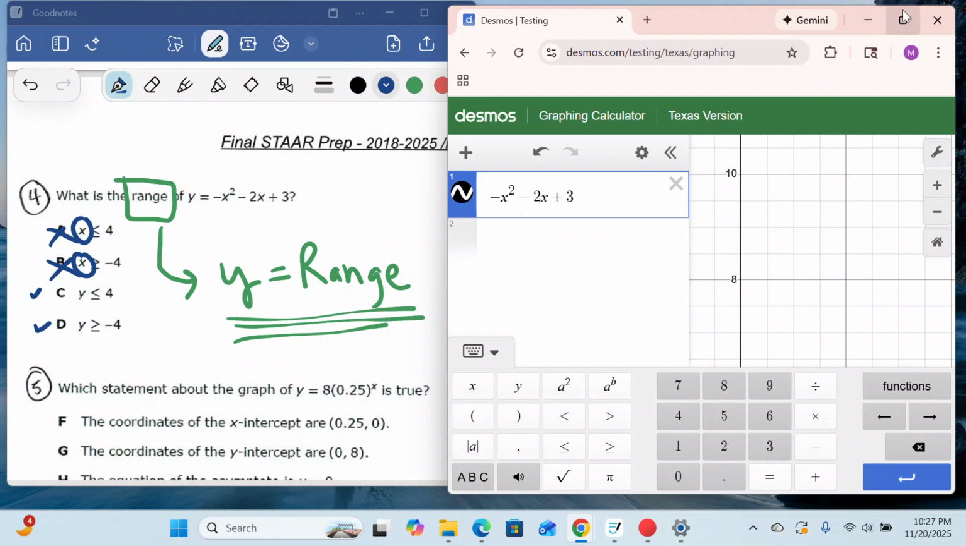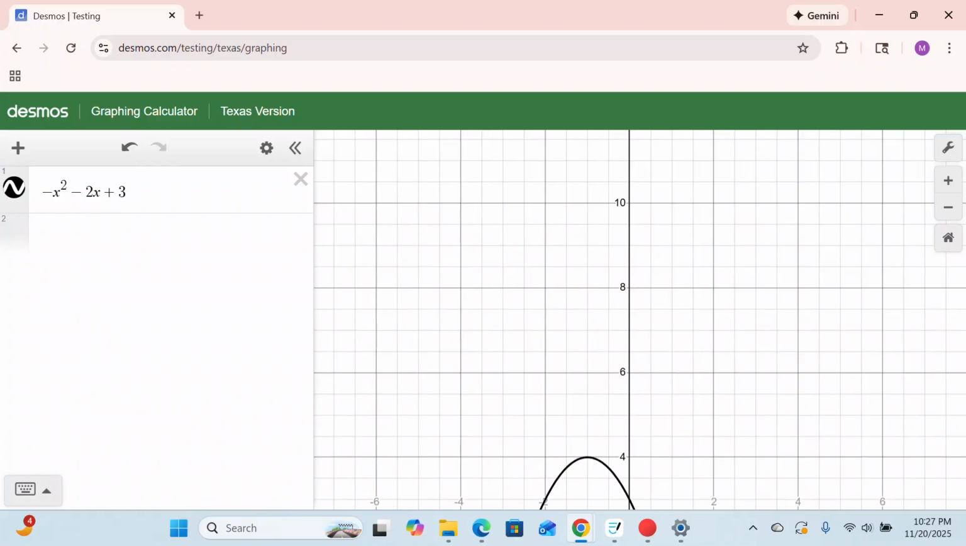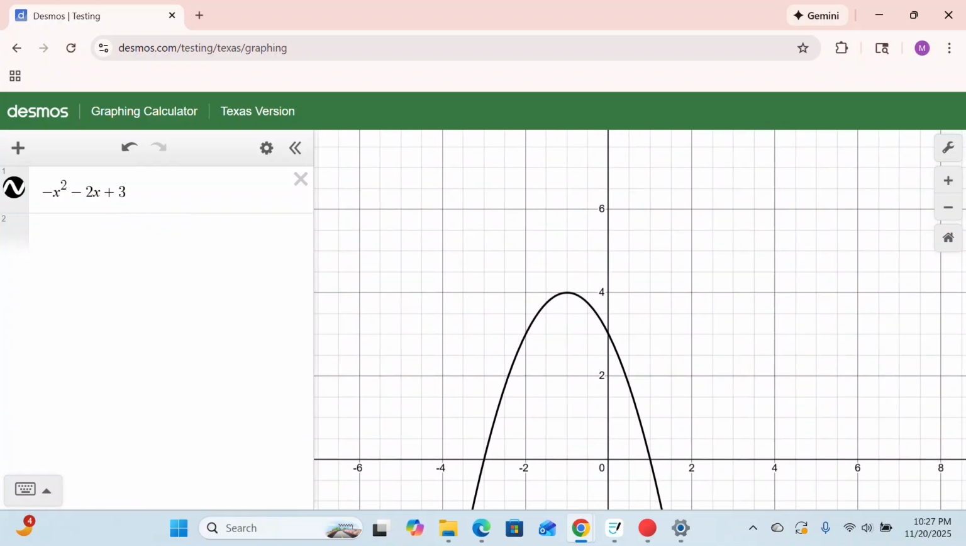And then we're going to look for the graph. Remember, they're looking for range. I'm going to look for the graph, and there it is, and it's a maximum. Why? Because the vertex is at the maximum point of the graph. I look at the coordinates and I see x is -1. That's my axis of symmetry. X is -1, and y is 4.